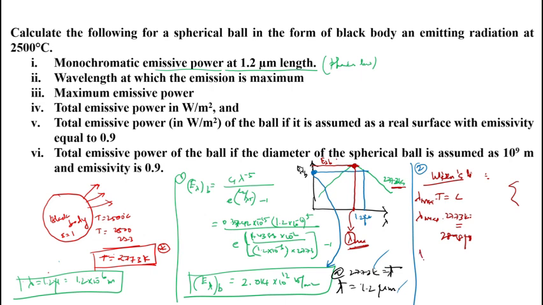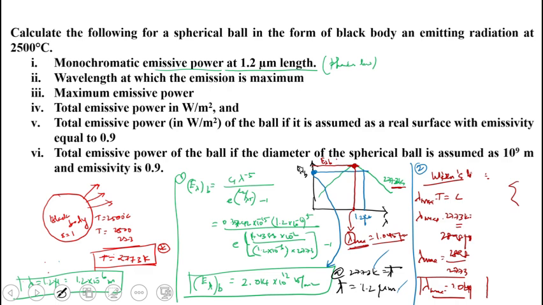So here lambda max is equal to 2898 divided by the temperature, 2773. We are getting lambda max is equal to 1.045 micrometer. So this lambda max is equal to 1.045 micrometer. This is the point where we are getting maximum emissive power. Okay.